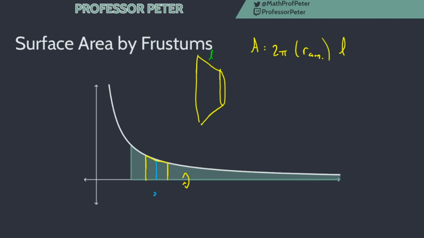So for us, we're just going to be careful, and we're going to select our x sub k star right there, and our radius is going to be f of x sub k star. All right, so we've got that this area is going to be 2 times pi times f of x sub k star times this diagonal length. The diagonal length we can use a Pythagorean theorem to get.